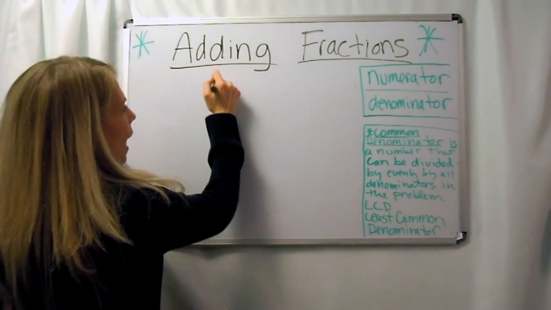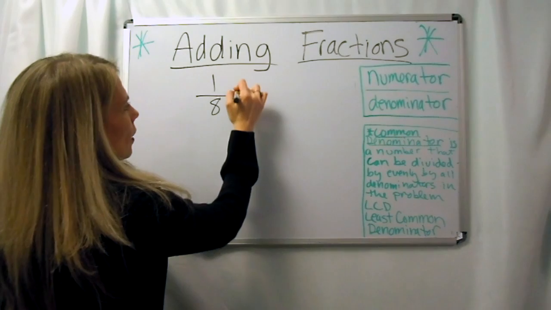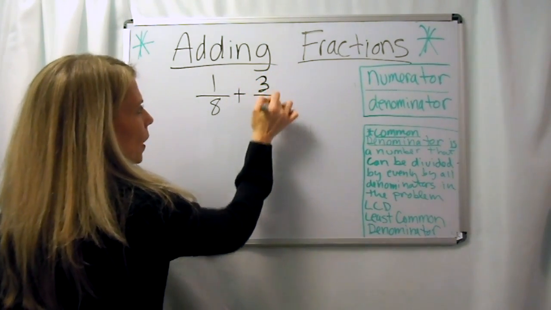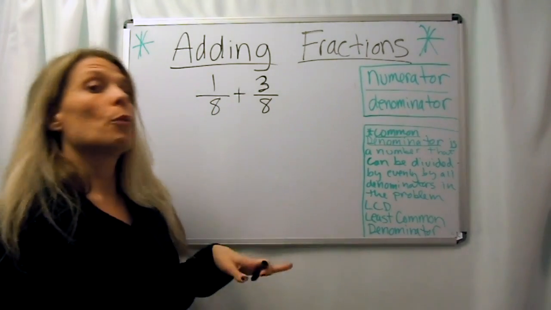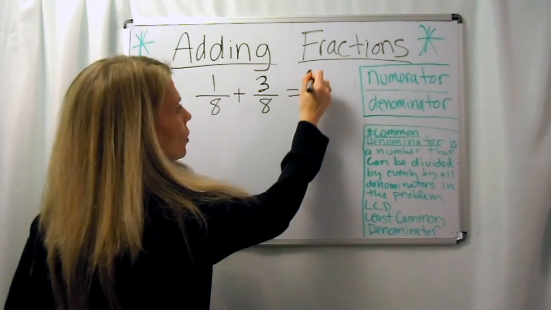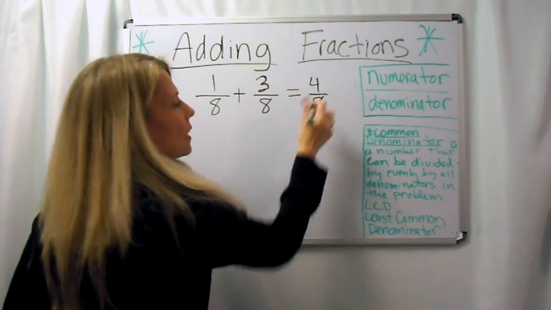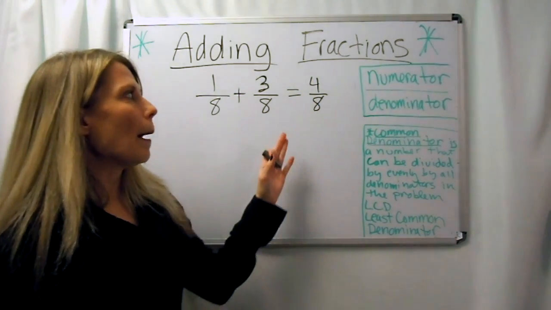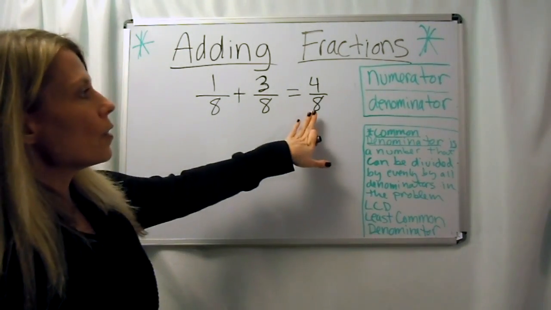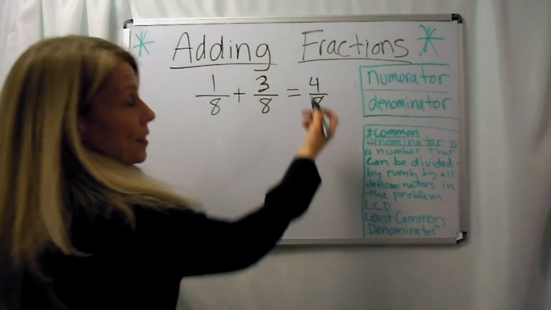So if we have something like 1/8 plus 3/8, okay? We can just go ahead and add the numerators together because our denominators are the same. So this is going to end up being 4/8. Now what you always want to look for before you put something down as your final answer, you want to ask yourself if this can be reduced. And in this case it can.